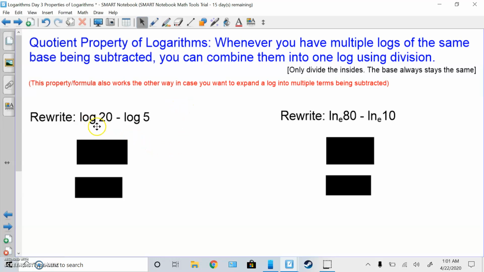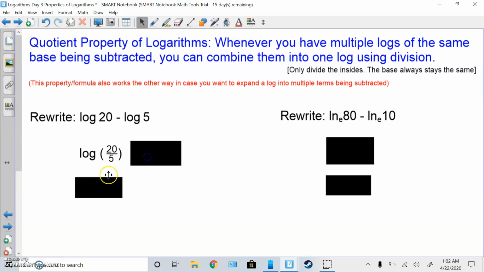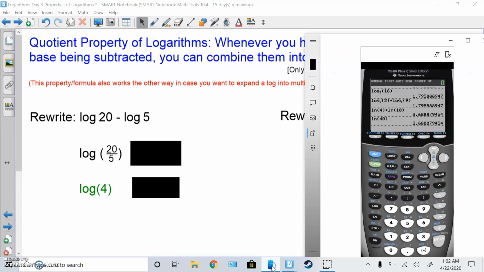So log, the base is missing, so it's 10. So log base 10 of 20 minus log base 10 of 5. So they're both the same log base 10, so we make it a single log base 10, and we divide the inside, 20 divided by 5. So 20 divided by 5 is 4. So let's check that in the calculator.